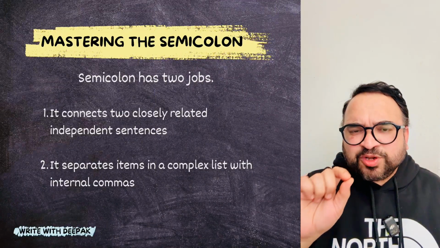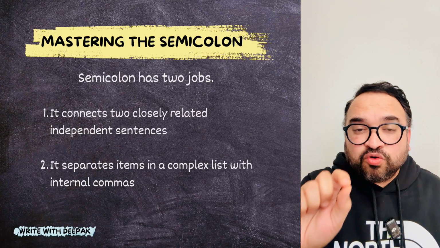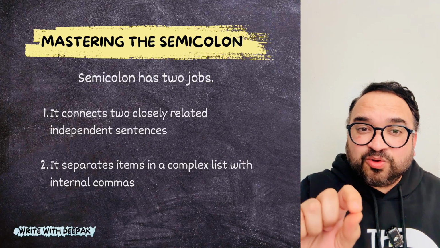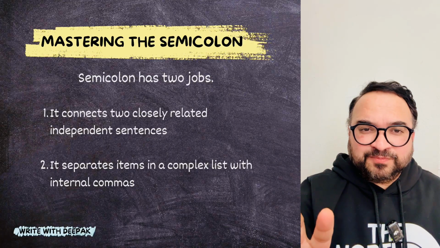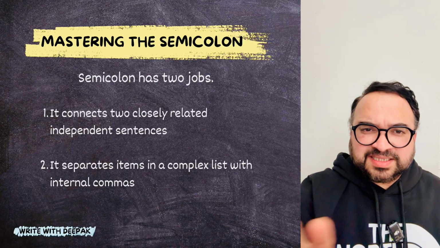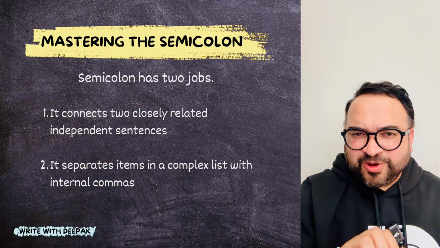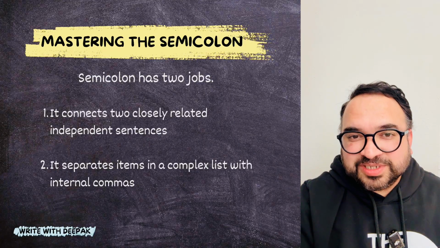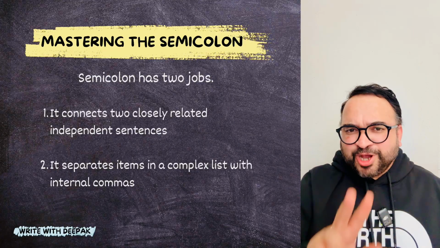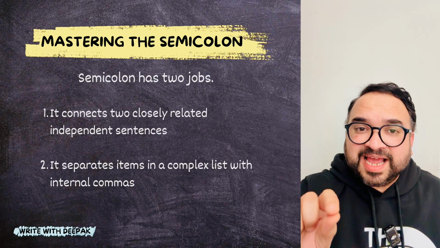So what does this semicolon do? It has two jobs. Job number one, it connects two independent sentences that are closely related. That means there are two sentences which are independent of each other. Independently they make sense. However, these two are closely related somehow. In that case, the semicolon connects these two sentences. That is job number one. Job number two, it separates complex items in a list which already have commas in them.